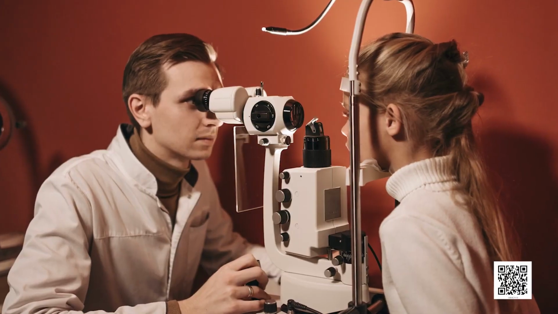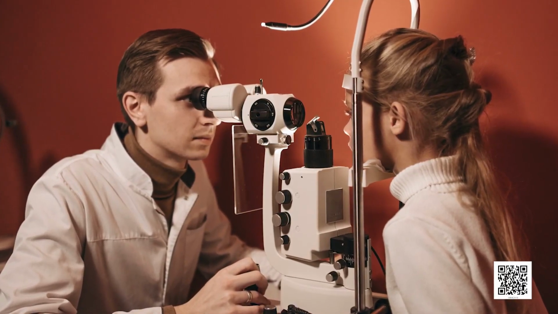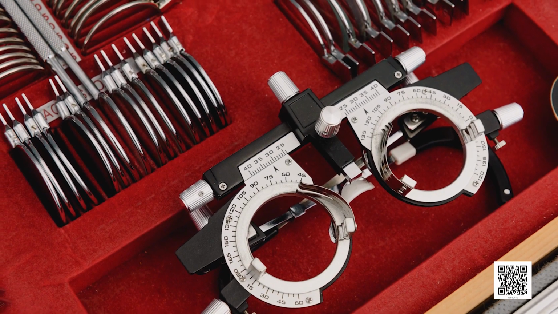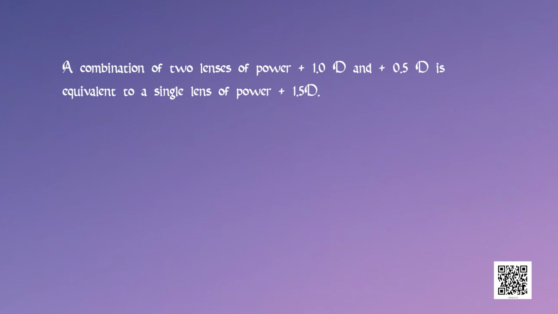The use of powers instead of focal lengths for lenses is quite convenient for opticians. During eye testing, an optician puts several different combinations of corrective lenses of known power in contact inside the testing spectacles frame. The optician calculates the power of the lens required by simple algebraic addition. For example, a combination of two lenses of power 1 diopter and 0.5 diopters is equivalent to a single lens of power 1.5 diopters.